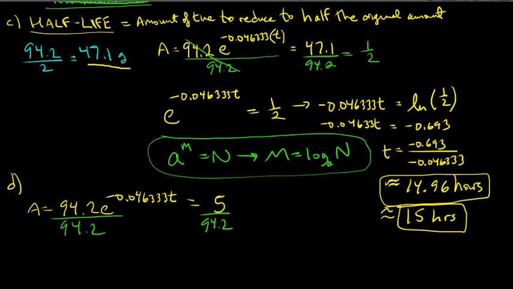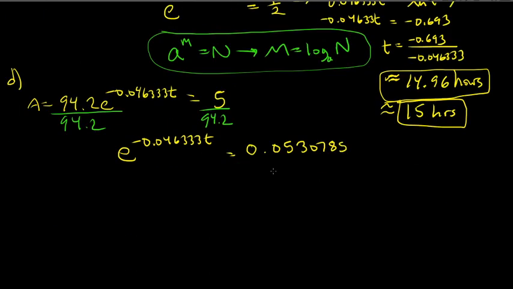And what are we left with now? We get e to the negative 0.046333 t. I'm not going to round. It is equal to 5 divided by 94.2, which is approximately 0.05307879787885. Doesn't matter because we're going to approximate anyways.